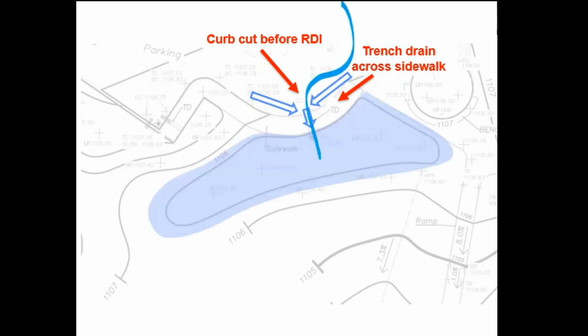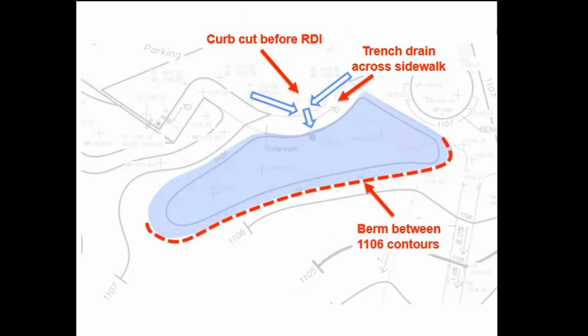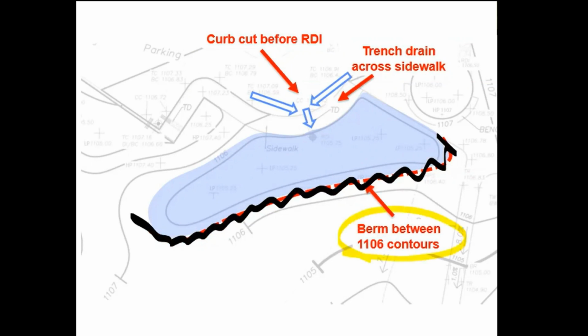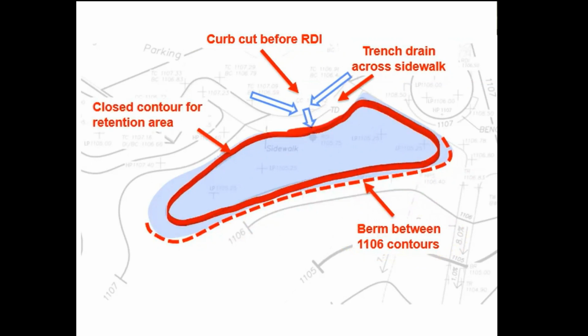After it runs down into the system, of course, it starts to fill up until it has reached its capacity. Once again, you're going to create a berm on the back side. That berm is going to be between two contours. In this case, they are still the 1106. Always remember those two contours have to be the same elevation. And of course, one of those contours could be the closed contour that designates your retention area.